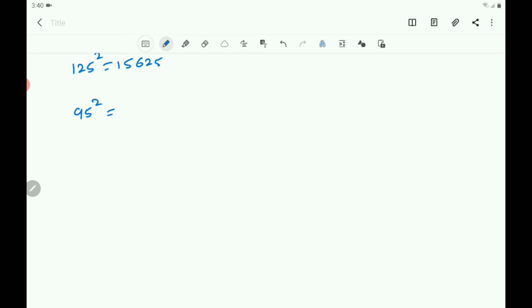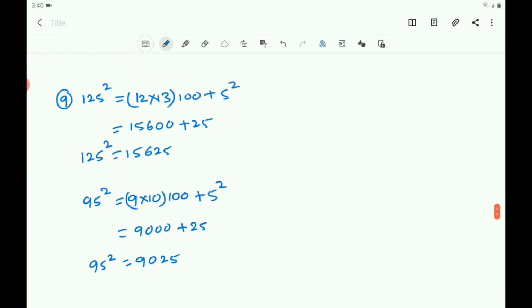Next let us take 95 square. 9 into the next number 10 into 100 plus 5 square. 9 into 10 is 90. 90 into 100 is 9,000 plus 5 square, 25. Then 95 square equals 9,025. So this is the 10th one.